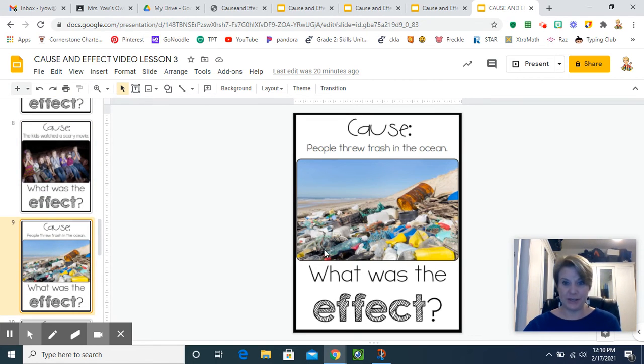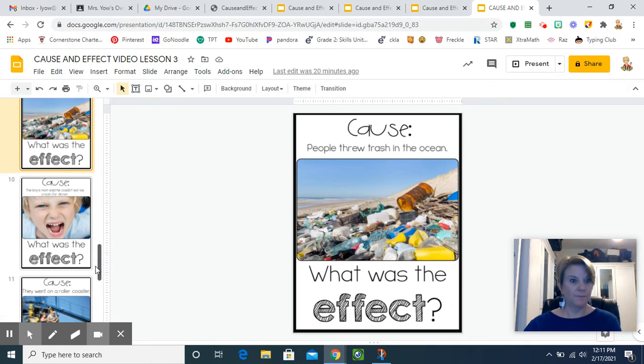All right, here's another picture. A big pile of trash here. Ugh, somebody needs to clean up after themselves. So the cause is that people threw trash in the ocean. So what would be the effect of people throwing trash in the ocean? It caused pollution. It made a mess. Animals suffered because of it. All kinds of different effects.